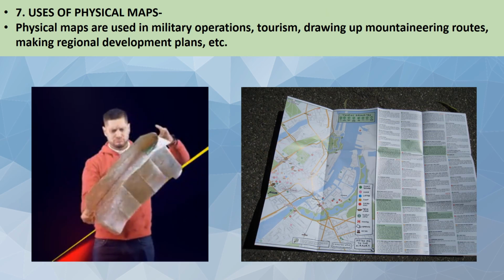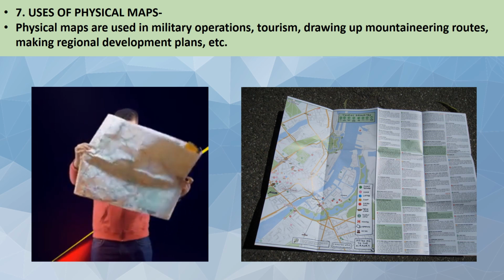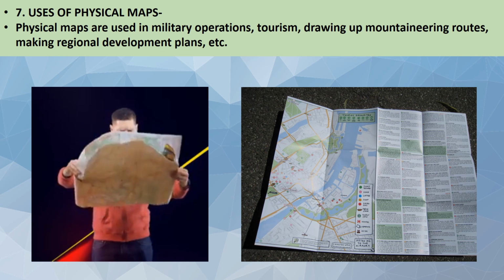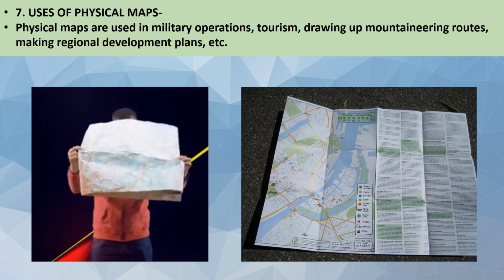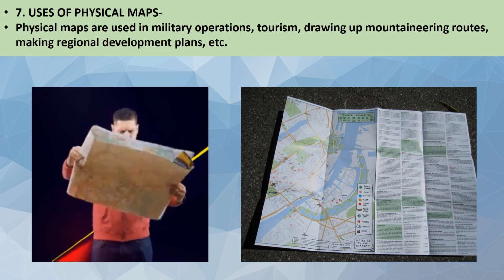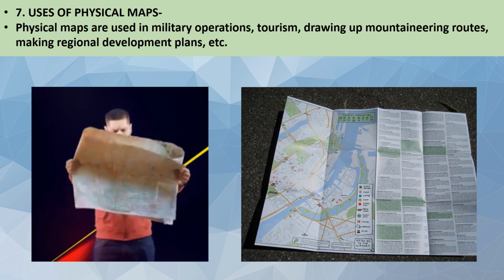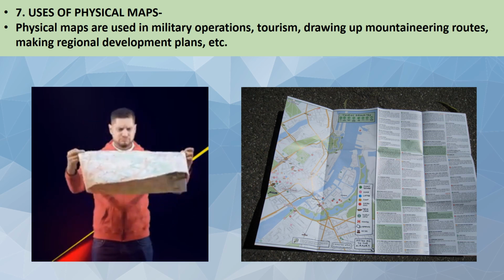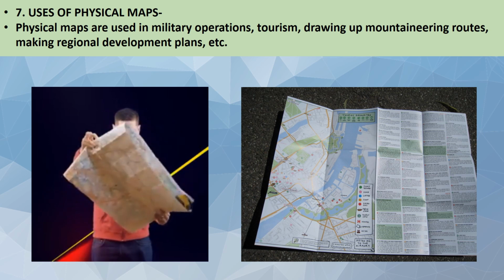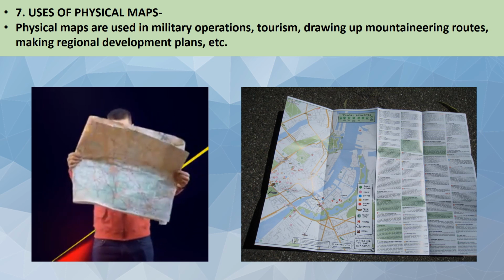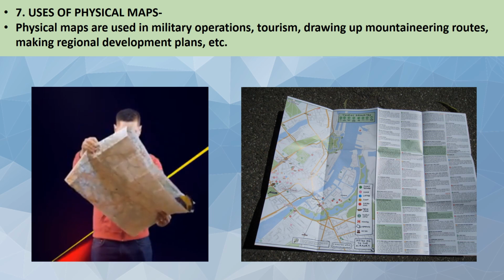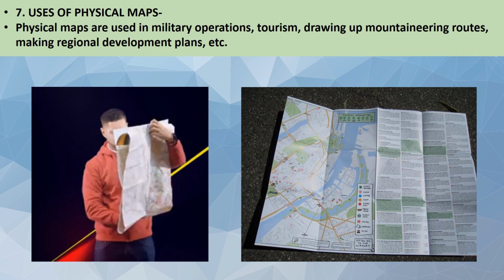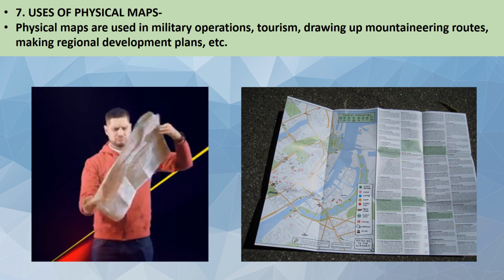There are different types of maps, such as political maps, physical maps, etc. A physical map is a map which shows the physical features of a place like rivers, mountains, forests, etc. Physical maps are used in military operations, tourism, drawing up mountaineering routes, etc.